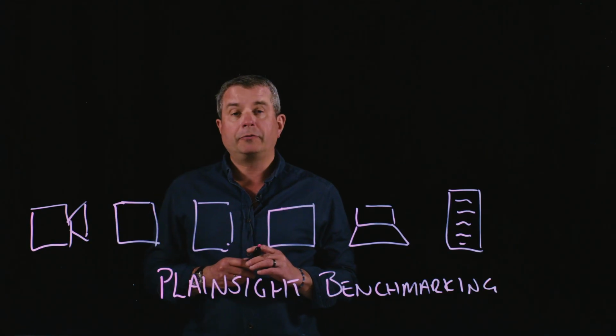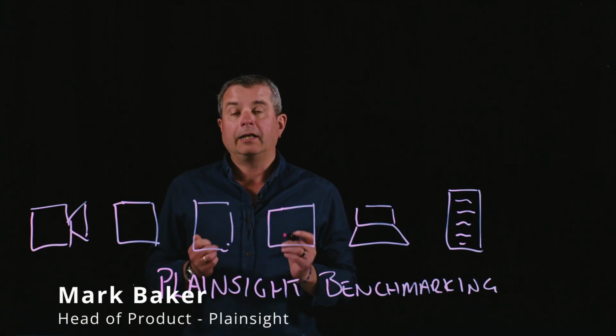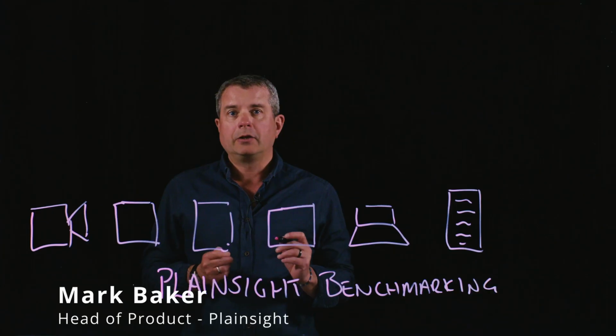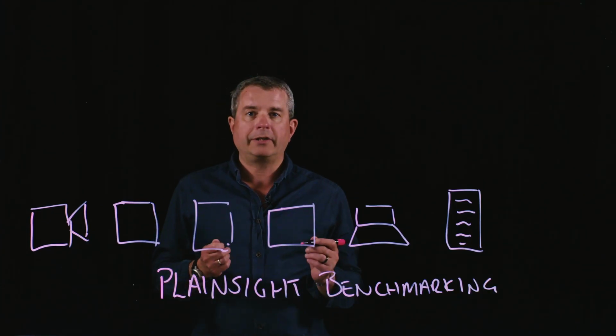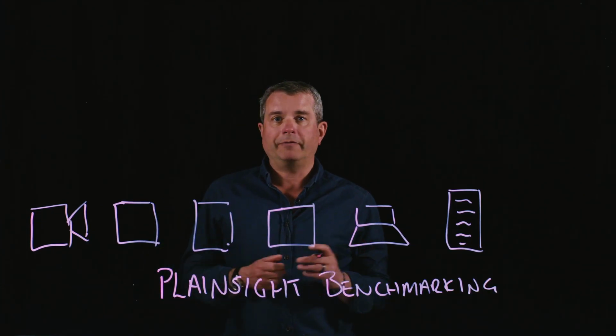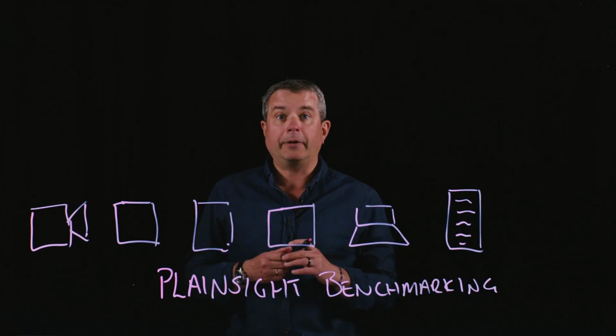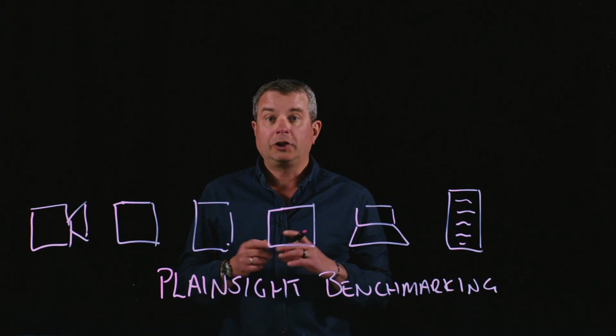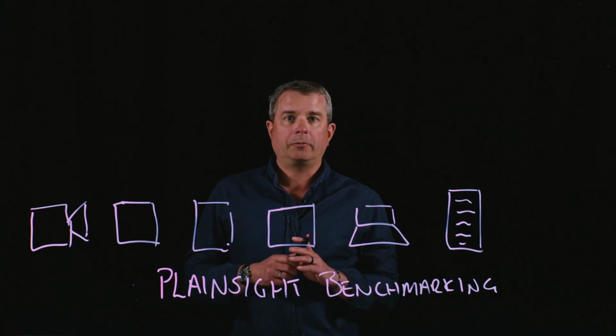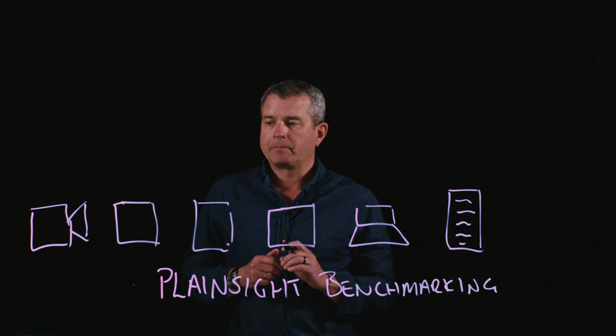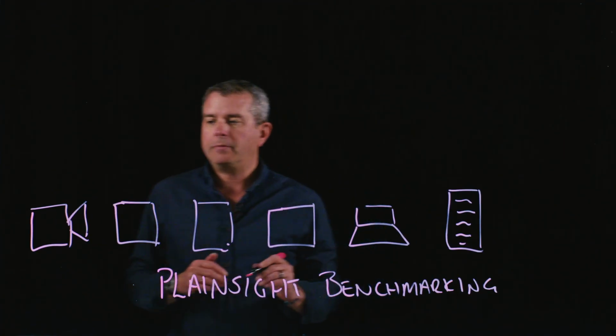In a previous video, we've talked about Plainsight benchmarking and how we use the optimization loop to continually improve the accuracy of detection of objects within videos. In this section, we're going to dive a little bit deeper into Plainsight benchmarking and show you really in detail what the optimization loop involves.